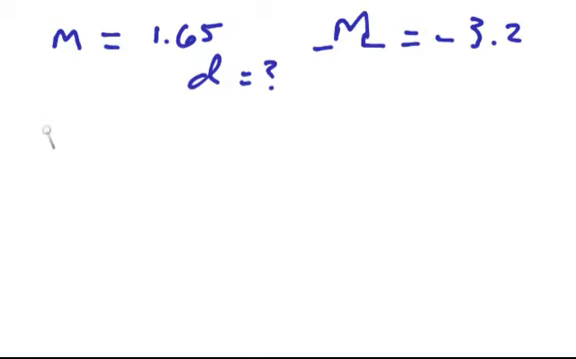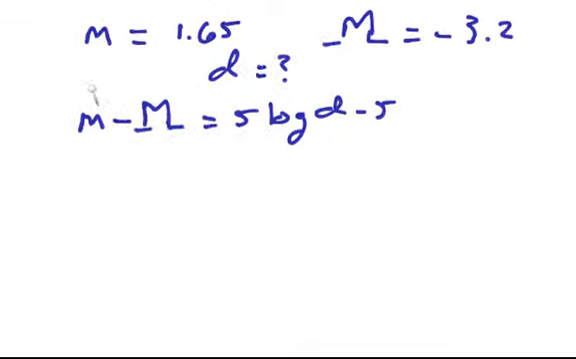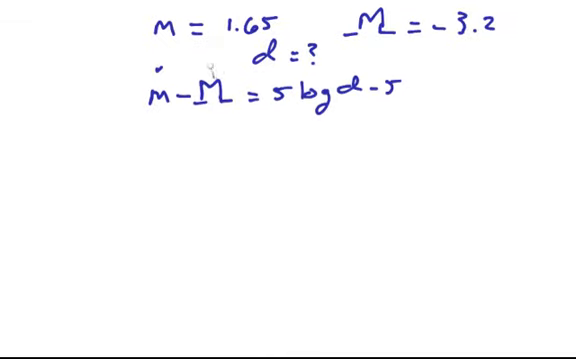The way you look at that is remember the equation m minus big M is equal to 5 log d minus 5. That's got to be the equation we know. Then you start off by saying, well, what do I know and what do I not know? Check mark above what you know, those two things, and clearly what you don't know is d. That's the unknown. So let's go ahead and solve for it.